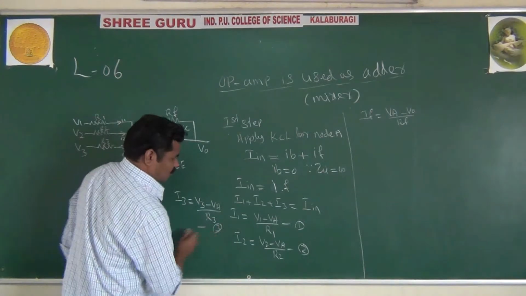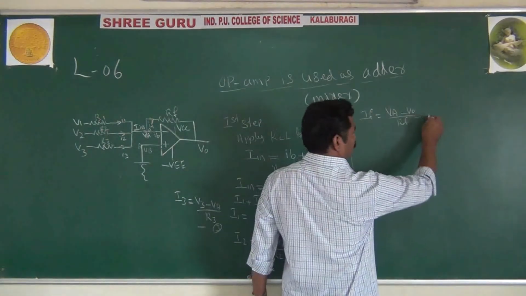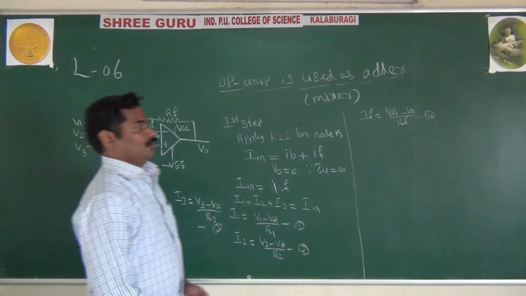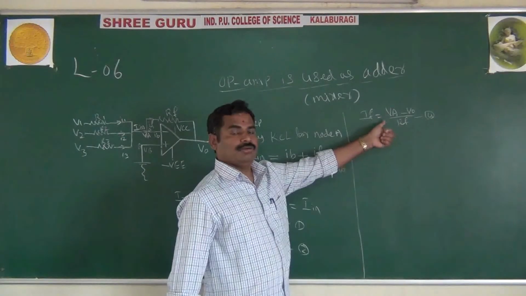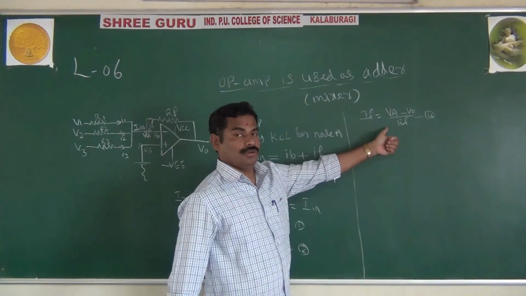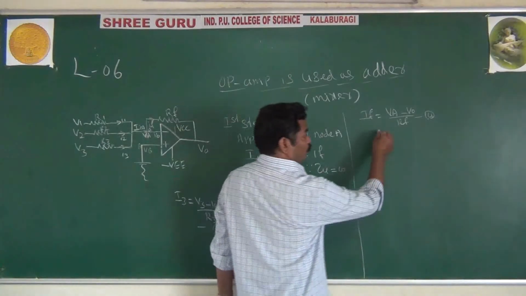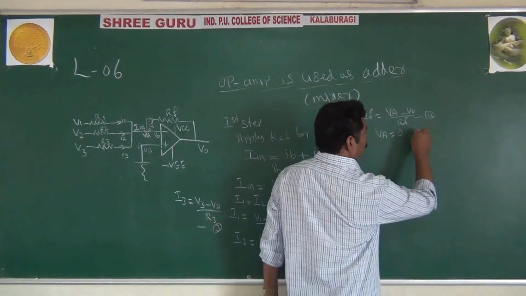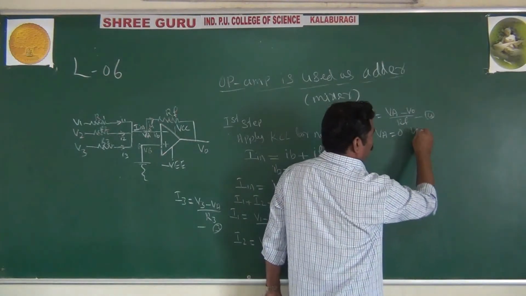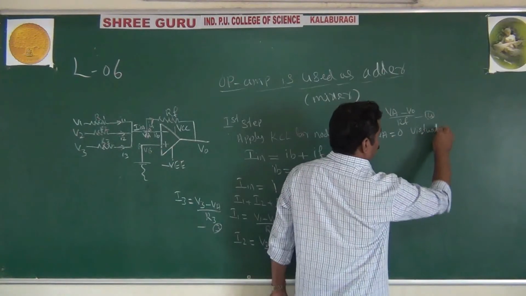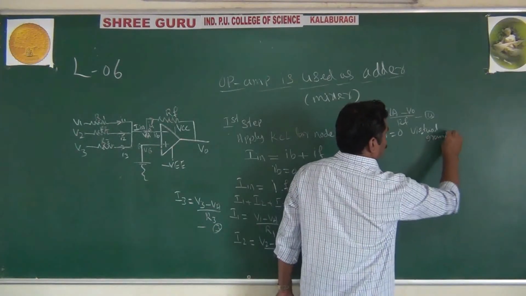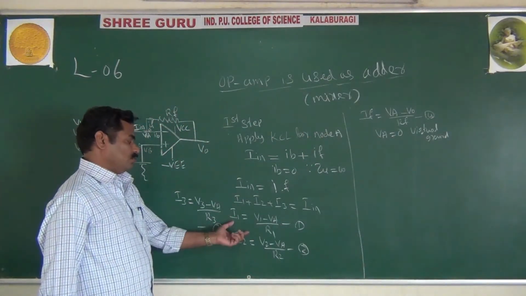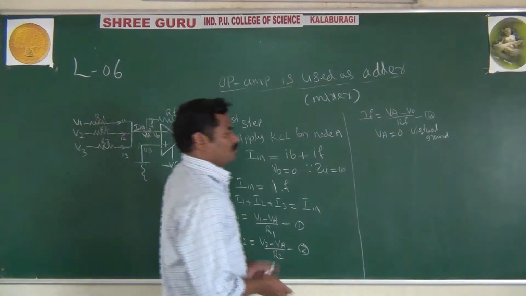Considering equations 1, 2, 3 and 4, in every one of I1, I2, I3, and IF, VA is there. The VA is nothing but your virtual ground. Because of the virtual ground, you consider VA equal to 0. Substitute VA equal to 0 in equation 1, equation 2, and equation 3.